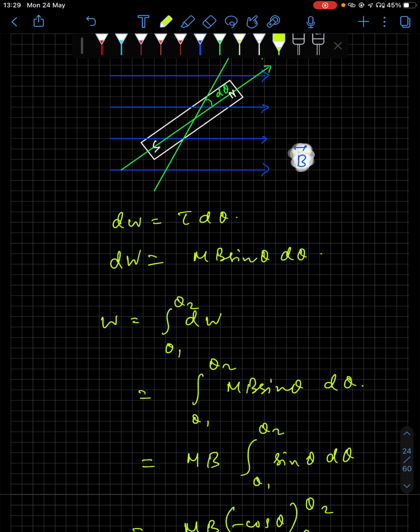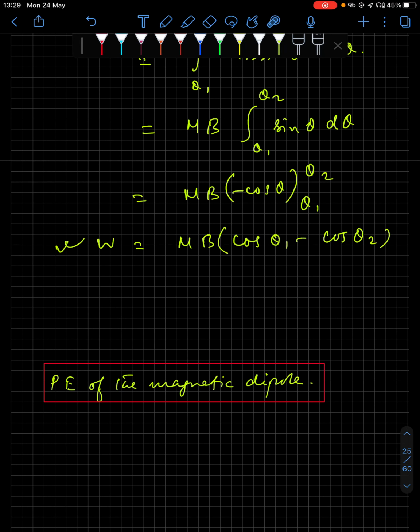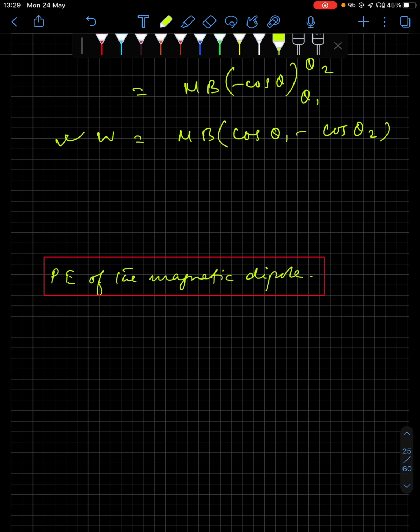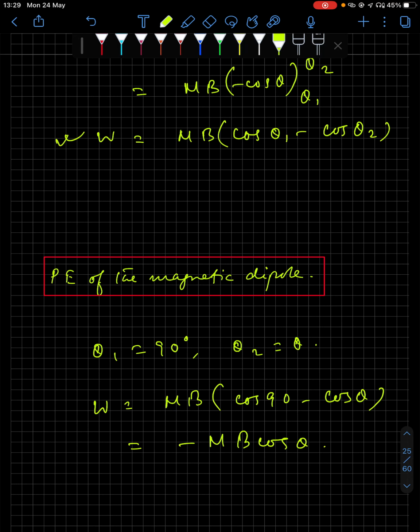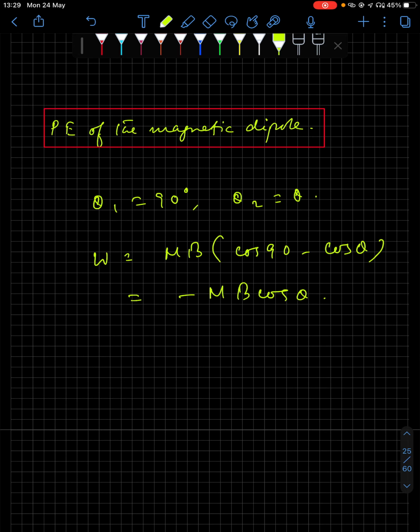Clear? So theta 1 value will be 90 degrees in this work done relation, and theta 2 value will be theta, some final angle. So that is what you call the potential energy of the dipole. Now theta 1 is 90 and theta 2 is theta; if you place it in W equals MB (cos 90 minus cos theta), this gives you minus MB cos theta. Now this work done will be stored in the dipole as potential energy, and therefore U, the scalar relation, is U equal to minus MB cos theta. In vector form you can write minus M vector dot B vector.